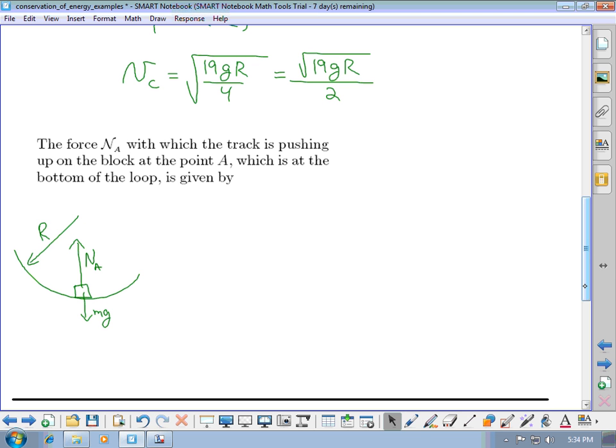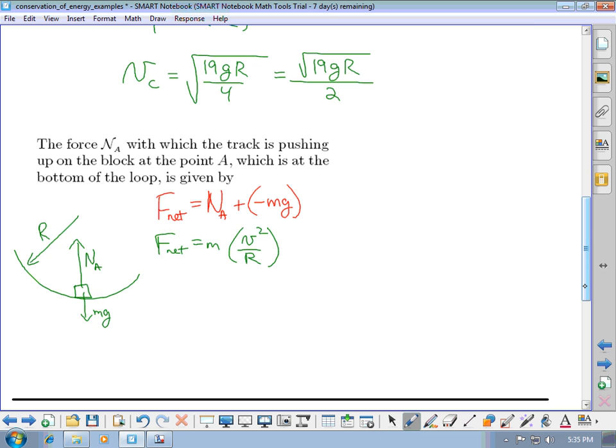And in this problem, the net force is not 0. This is moving in a circle. So the net force must be the force towards the center of the circle, which is that normal force. And then I add my other forces. Any forces away from the center of the circle, I make negative. This net force also equals the mass times the acceleration. So that's m times the acceleration, which is given by the speed squared divided by the radius. And so the first thing that we need to do is find the speed at point A.